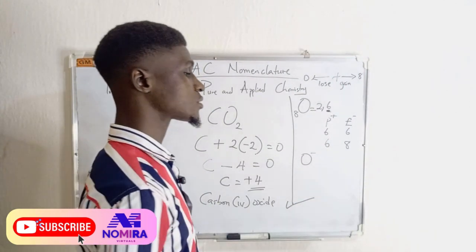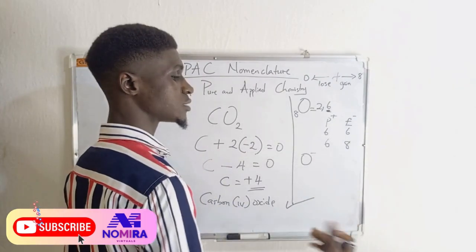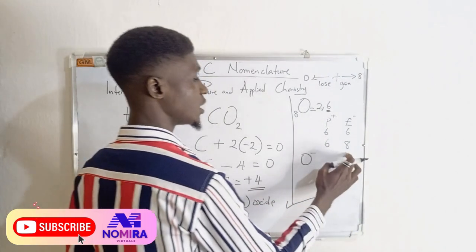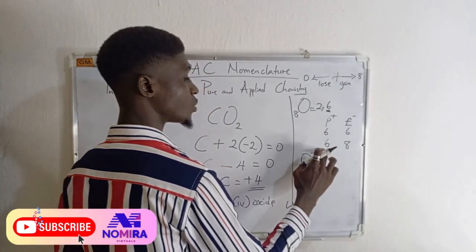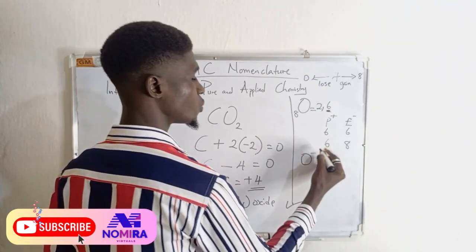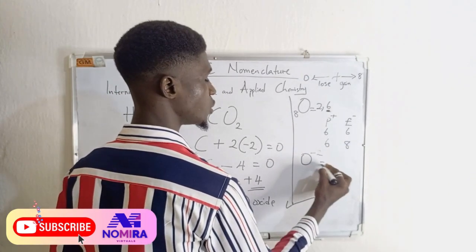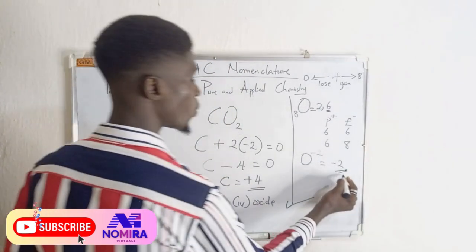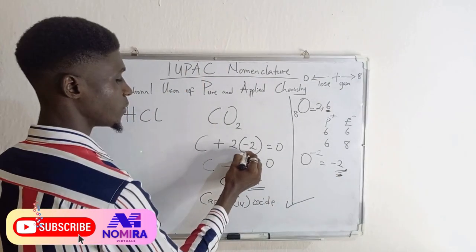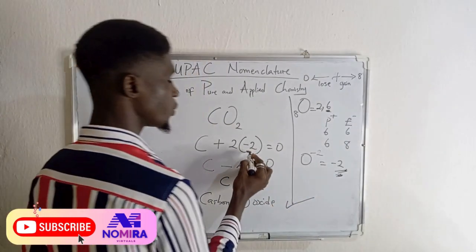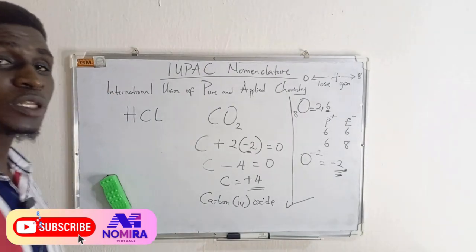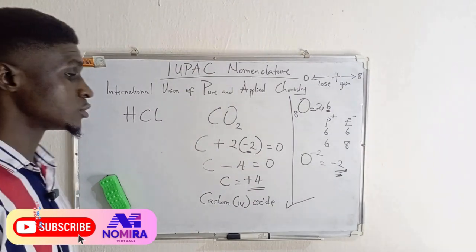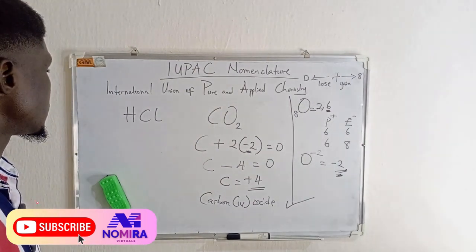Then the next question you ask yourself is, how many numbers is electron bigger than the proton? The electron is bigger than the proton by what? 2 numbers. So you have what? -2. The oxidation number is what? -2. This -2 is what we use here in solving and determining the chemical name of a compound using IUPAC system.